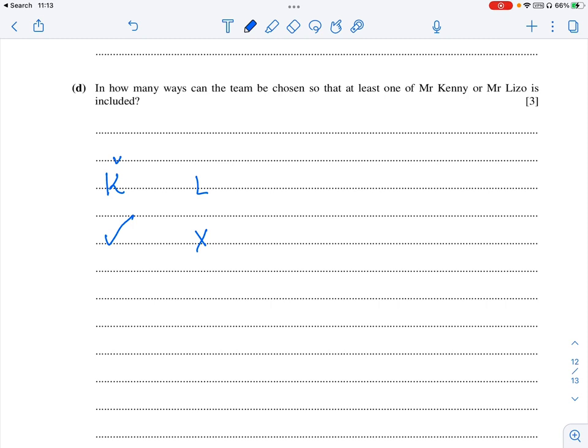So basically there were 7 adults and children are nothing but what? 8. So we are taking Kenny. So out of 7 adults, 6 adults will be left over, but Lizzo should not be included. So therefore 5 more adults will be left over. So 5C3. Why 5C3? Because one adult has already been selected. Times, for children there is no restriction, 8C3. Now if Lizzo is included and Kenny is not included, it's going to be the same, 5C3 times 8C3.